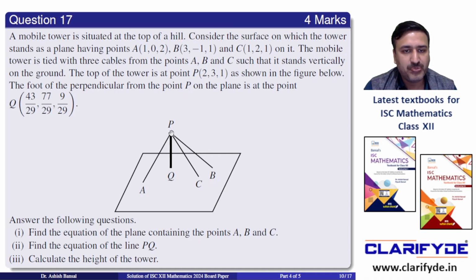So there are 5 points here, P, Q, A, B, C, and we know the coordinates of all the points. You have to answer the following questions. Find the equation of the plane containing the points A, B and C. Second, find the equation of the line PQ. Third, calculate the height of the tower.